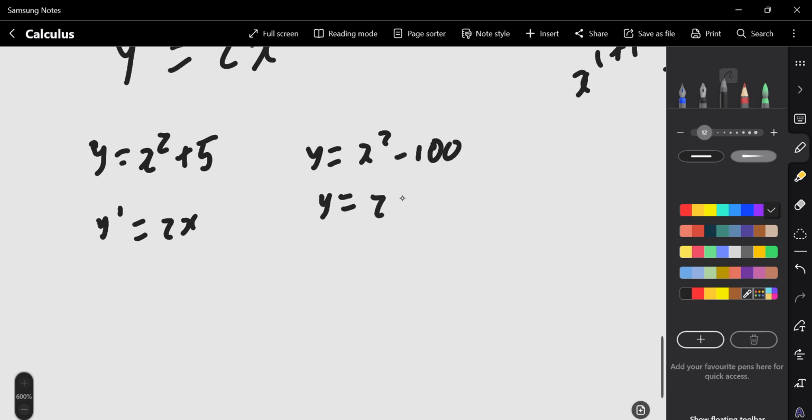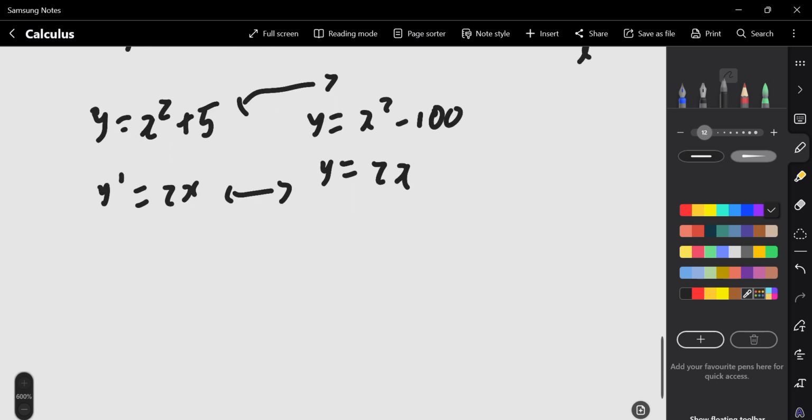Differentiating gives y equals 2x. We have the same answer here, but we have some lost information. The 5 is missing, the minus 100 is missing. So different functions can produce the same derivative, but differentiation destroys constants.